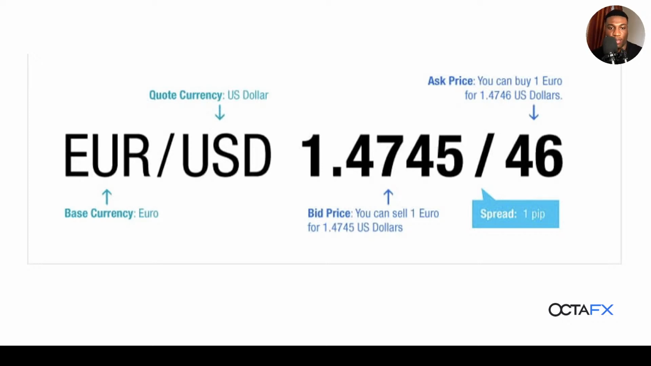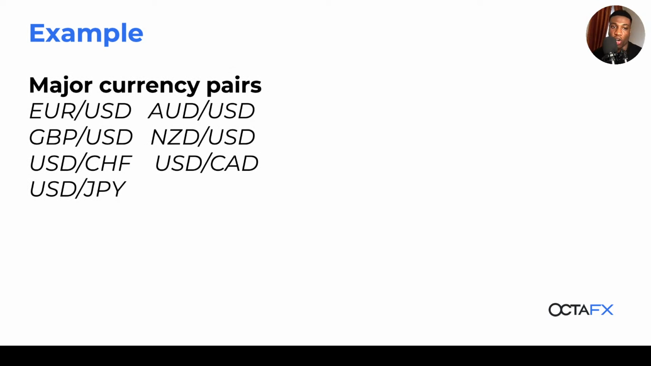Okay, beautiful. All right, so that explains a currency pair, which is made up of two currencies. We have the base, which comes first. We have the quote, which comes second. And remember that the base currency is usually greater than the quote currency. All right. So we're going to look at some major currency pairs in the foreign exchange market.